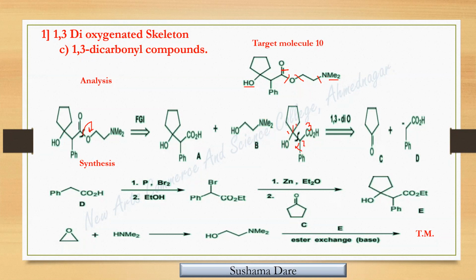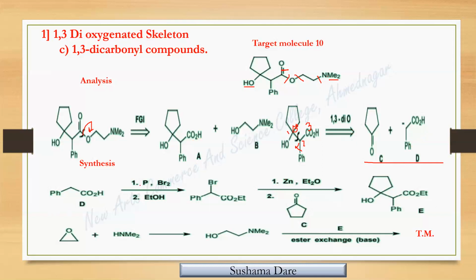So this is a beta hydroxycarbonyl compound, and a beta hydroxycarbonyl compound is obtained by the Aldol condensation reaction. So which bond do we have to break? This 1,2 bond we have to break, and it gives the synthons. The synthetic equivalents are cyclopentanone plus phenylacetic acid. Now the synthesis of A. How do you synthesize A?